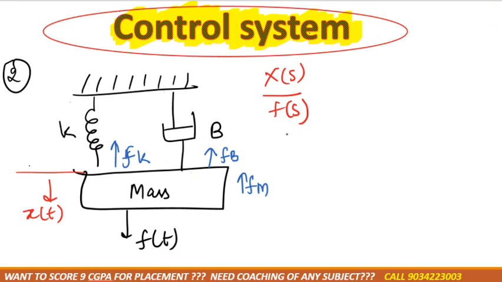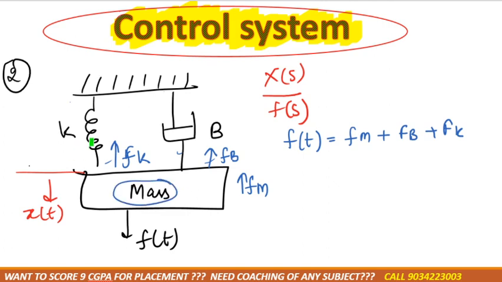So if I want to equate it, then F of T is equal to F of M plus F of B plus F of K, equating forces from the free body diagram of the mass M, right? Because all are in the same direction, correct? Now as you can see, this mass is connected with a spring, this mass is connected with a damper, and the mass itself has a force. All are moving in the upward direction. They are in the same direction. That's why these forces are added with each other. Got this point?